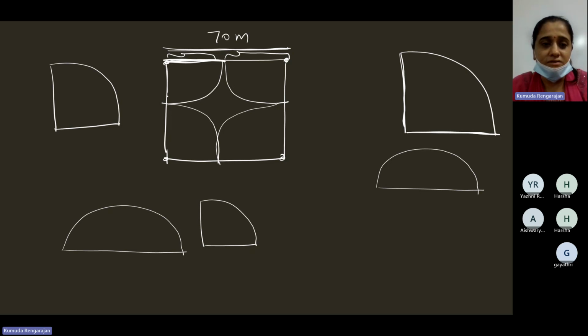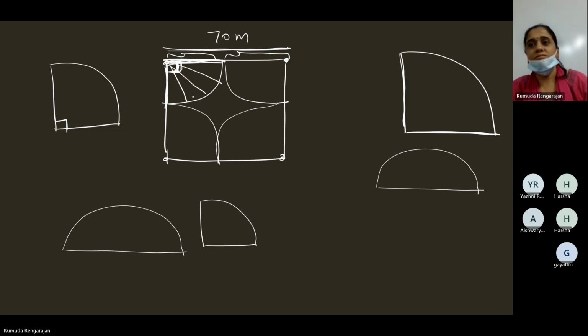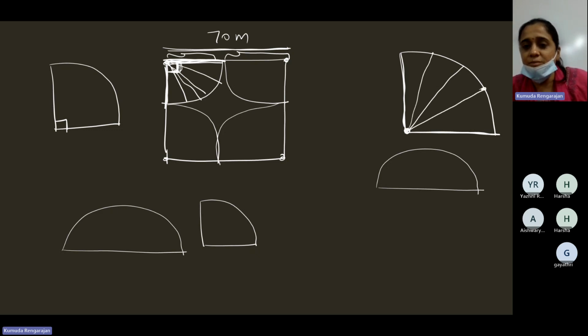So you can see that here, this is a quadrant because the angle here is 90. Angle in a quadrant is 90 degrees, and every corner of the square is 90 degrees. So what are these for the quadrant radius? That's 35. This also is 35. Center to any point on the circumference is 35. So R is 35.